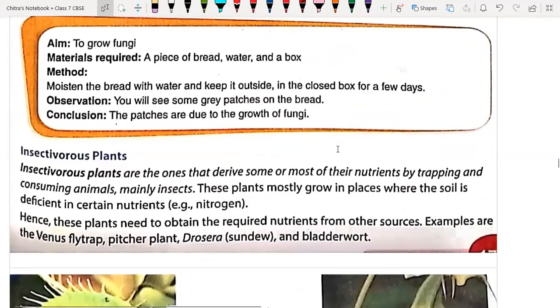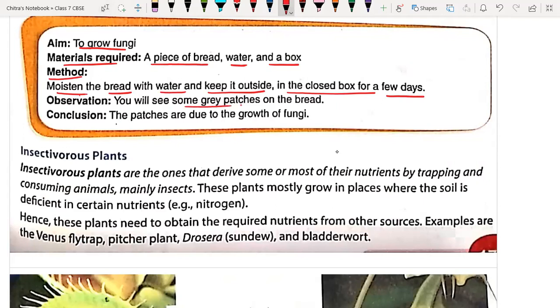So here we have to perform one activity, to grow fungi. The materials we require are a piece of bread, water, and a box. What is the method to grow the fungi? Moisten the bread with water and keep it in a closed box for a few days, like 1 to 2 days. After a few days, you will observe some gray patches on the bread. Those patches are nothing but the fungi.